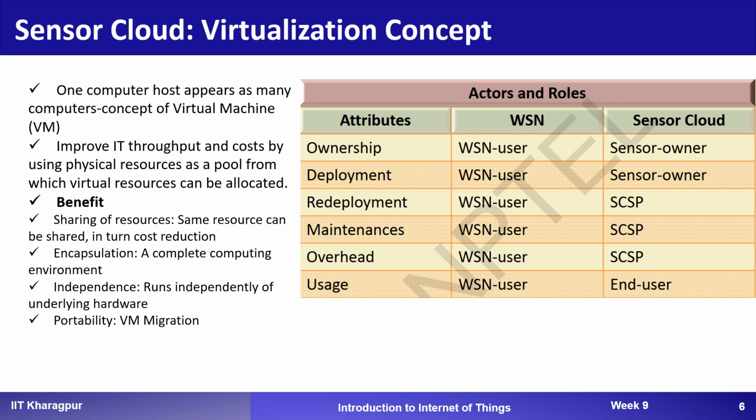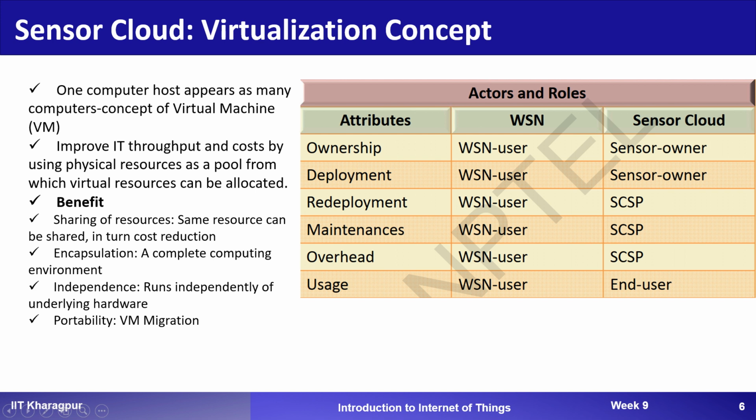Now in case of traditional wireless sensor networks, a particular sensor or a group of sensors which we are using for a particular application cannot be shared by multiple users at the same time, right? However, in case of sensor cloud, with the concept of virtualization, different end users can use a group of sensors at the same time. So basically the ownership: in case of wireless sensor network, only the wireless sensor network users are the owners. In case of sensor cloud, sensor owners are the owners of the sensors.